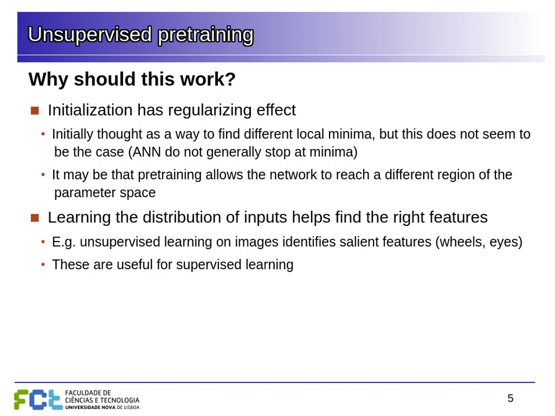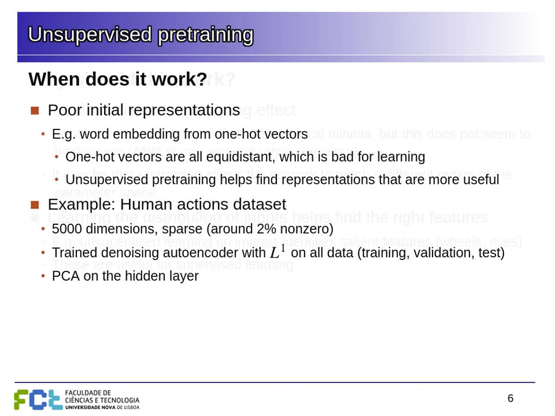The thing is that pre-training probably allows the network to explore different regions of the parameter space. And this unsupervised learning will lead the network to try to identify regularities, identify the shape of the data, so to speak, and that helps find the right features. So this can work when we have poor representations of the data.